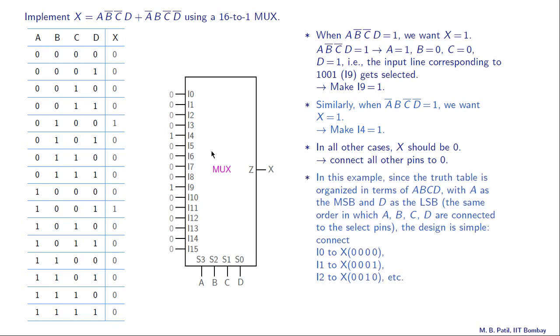Now in this example, since the truth table is organized in terms of A, B, C, D with A as MSB and D as LSB, and that is the same order in which A, B, C, D are connected to the select pins, the design is particularly simple. This order and this order is the same, and therefore what we could do is simply reproduce this column over here, and that would work.